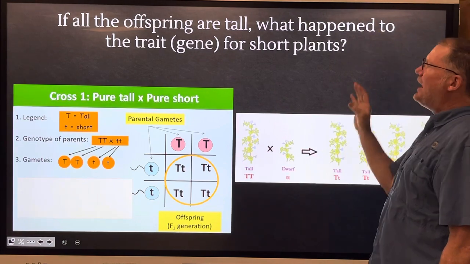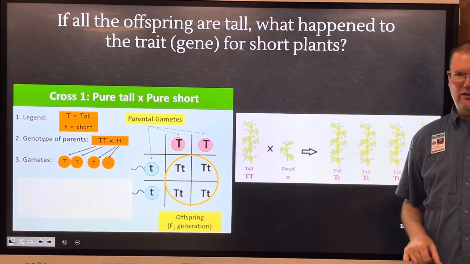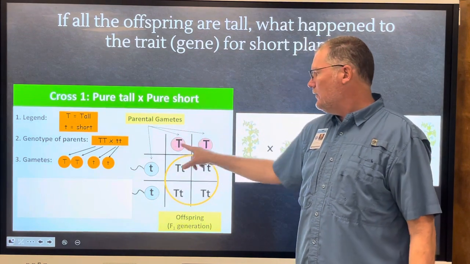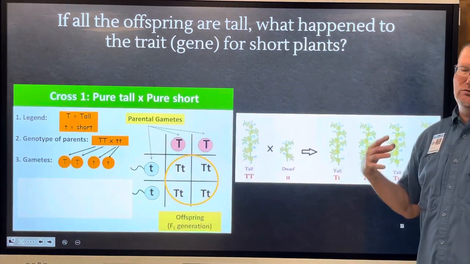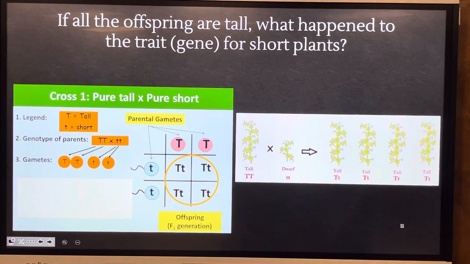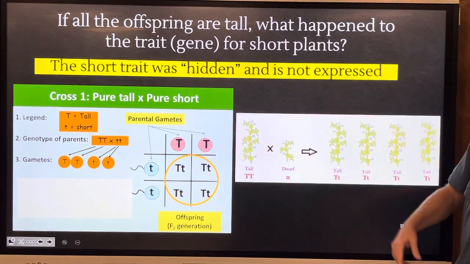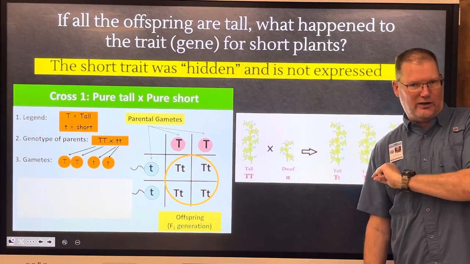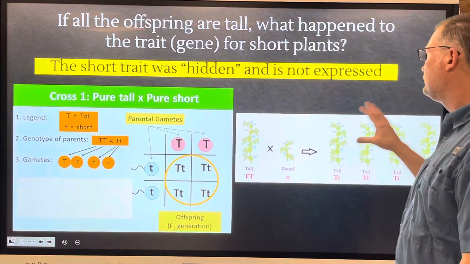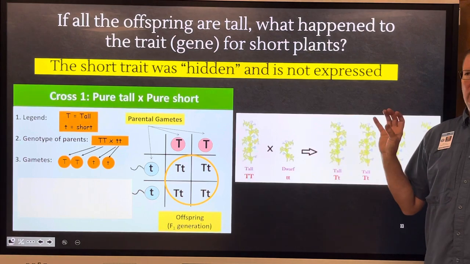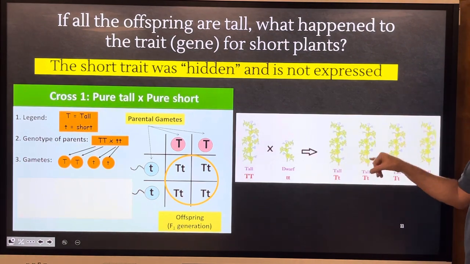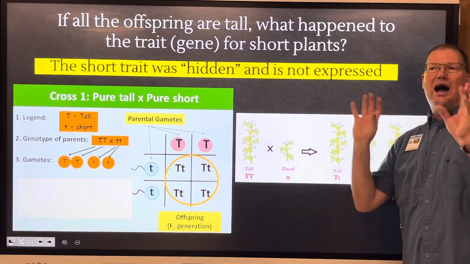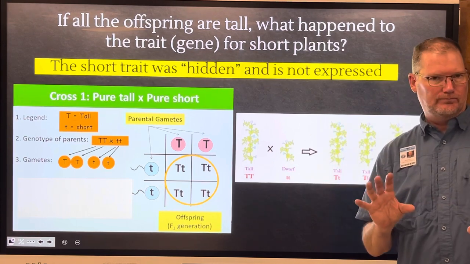So if all the offspring were tall, what happened to the short? Where did the short trait go? This parent was short and this parent was tall, where did the short gene go? That's the question here. The short trait was hidden and is not expressed. That's called recessive. You may have learned that from our activity yesterday. That's due tomorrow night. The writing one, the six emojis one. But just know that it gets hidden. It's here, the little t, the gene for shortness is there, but the gene for tallness dominates over it. Okay, that's why it's called dominant and recessive, which we'll get to in a moment.